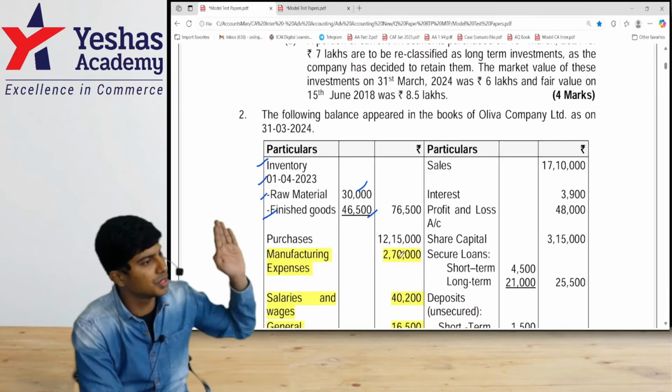Maybe the purchase is of raw material. So this 12 lakh 15 will go where? Consumption of raw material. Here opening raw material, I'll add purchase of raw material 12 lakh 15,000. Got it? Next, manufacturing expenses.